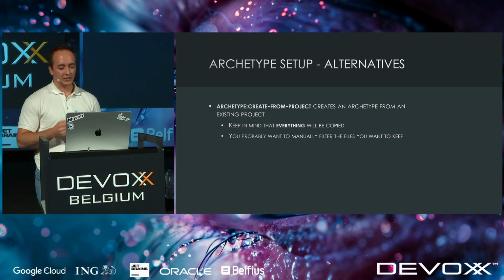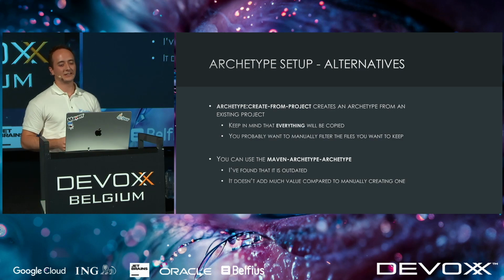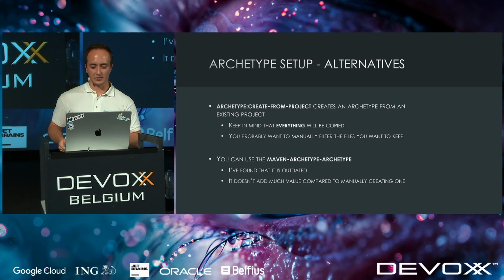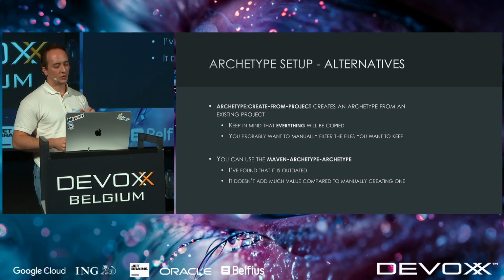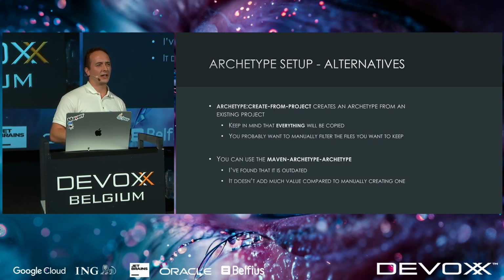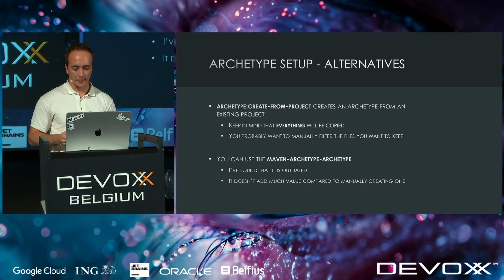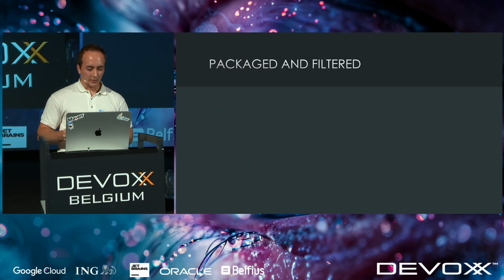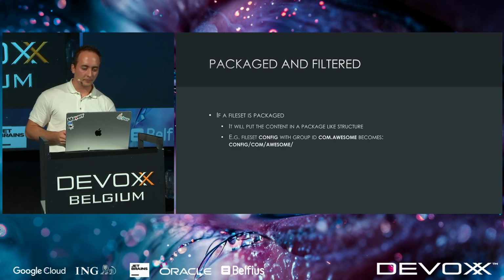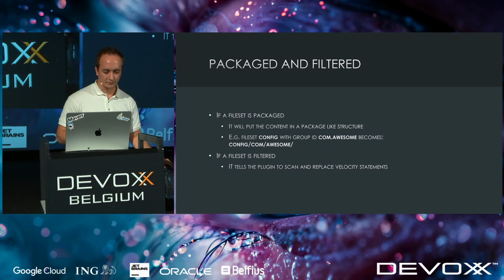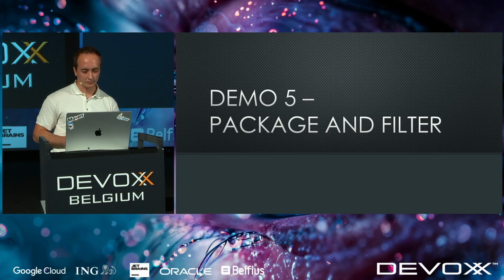Another option, as we saw earlier, is the Maven archetype. It's pretty meta, but it generates an archetype for you in order to start creating archetypes yourself. I found that it's, well, not outdated anymore because the recent release did update it, but it didn't really add too much value to me because it's very bare bones and I might as well just create it myself if I'm already doing it anyway. We've already seen the packaging part. So yeah, it's based on the group ID to provide you the package structure. That's good to note as well.